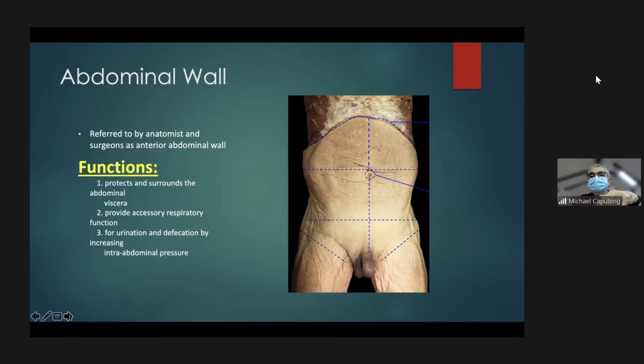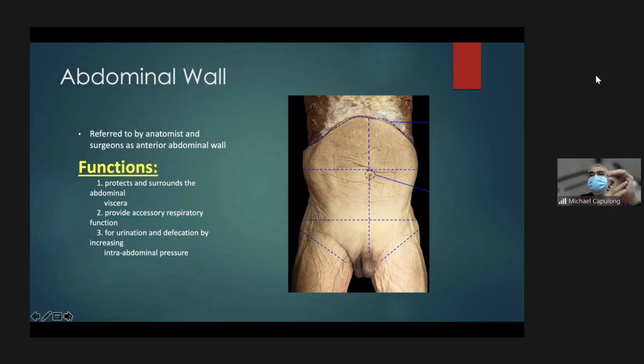You see lines here on the right side, right? Imaginary lines. These imaginary lines are the lines that we make use of whenever we start dissecting our cadavers, or even when we make use of these lines for the incisions that we make in surgical procedures.